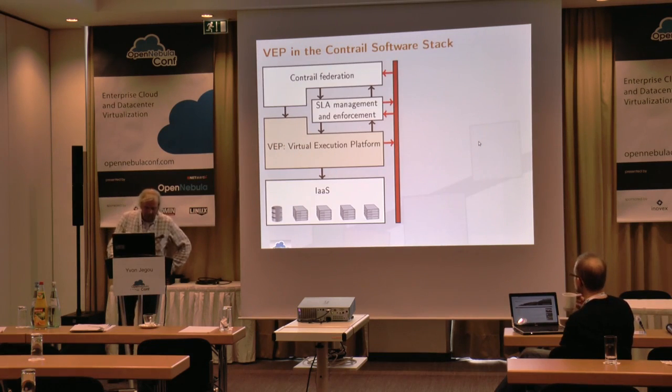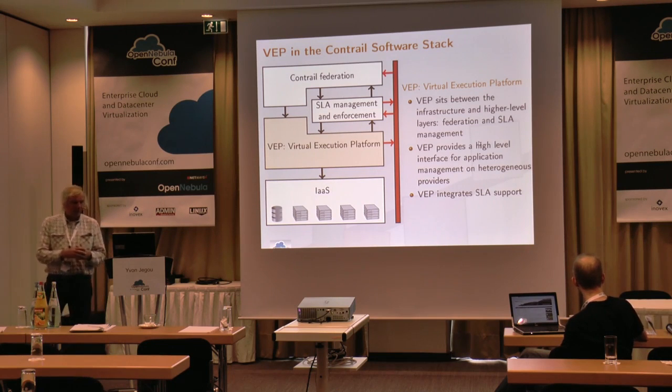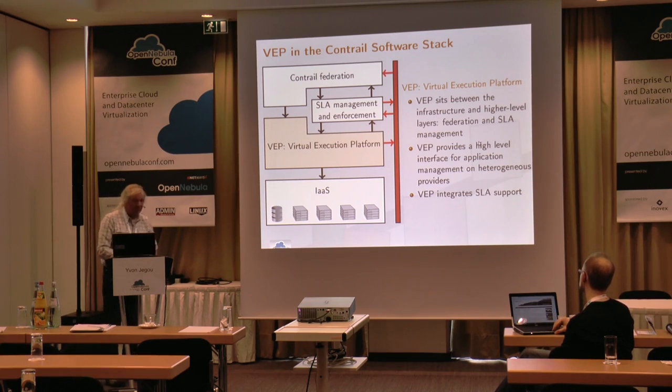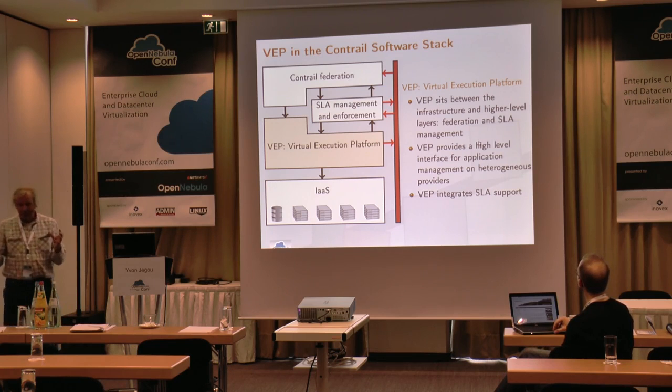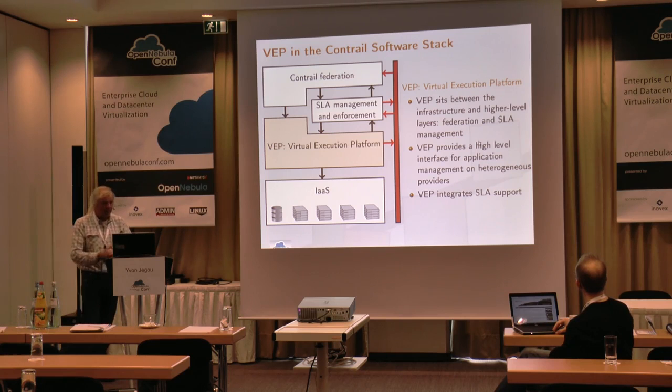So the VEP in the Contrail software stack is a component which is in between the federation layer and the infrastructure as a service layer. In fact, the VEP is in charge of receiving the requests from the federation and helping select the best providers. Here we have one VEP component per provider. The federation is a single component which speaks to multiple VEPs. Normally, we should have one VEP per provider.